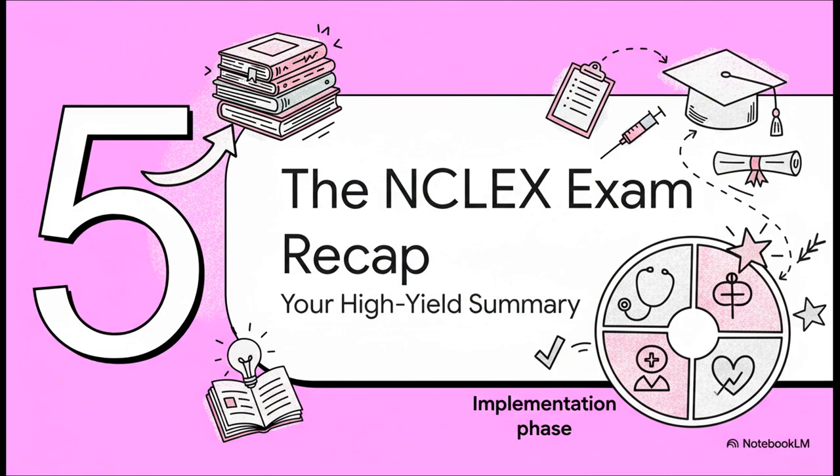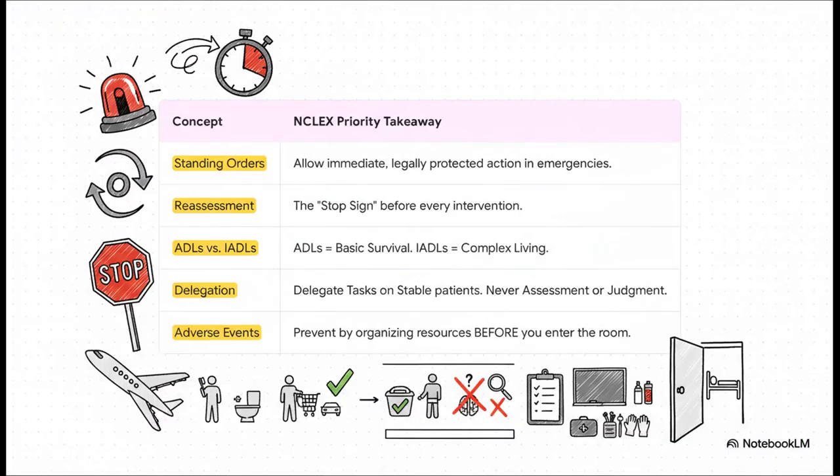Okay, we've covered a ton of ground. Let's lock in the most important, high-yield takeaways for your exams and your practice with a quick recap of the absolute must-know points. Here's your cheat sheet. Standing orders, they let you act fast and legally in an emergency. Reassessment, that's your non-negotiable stop sign before every single thing you do. ADLs versus IADLs, know that ADLs are for basic survival, IADLs are for complex living. Delegation, simple. Delegate routine tasks on stable patients only. Never delegate assessment, judgment, or teaching. And finally, you prevent most bad outcomes by doing that pre-flight check before you even enter the room.